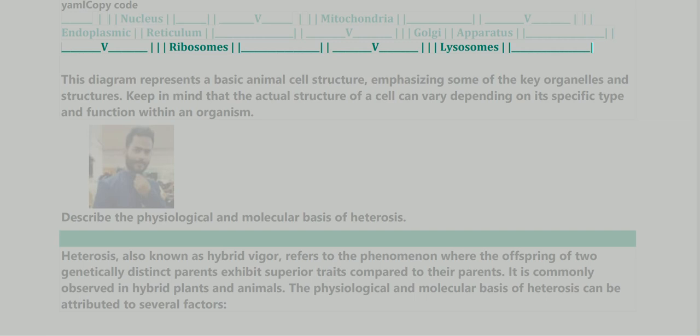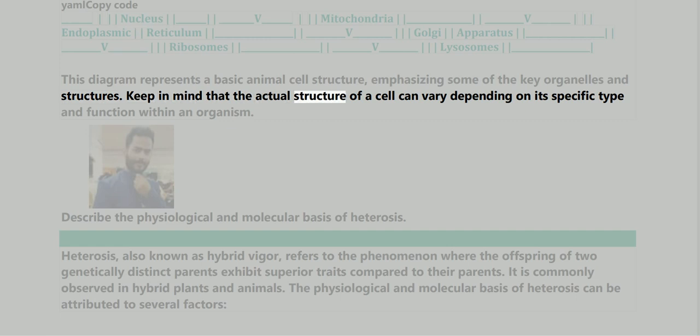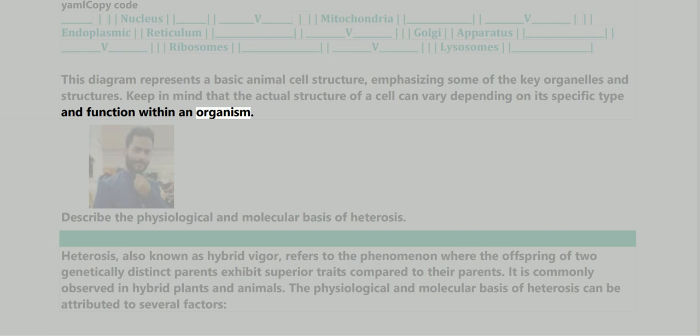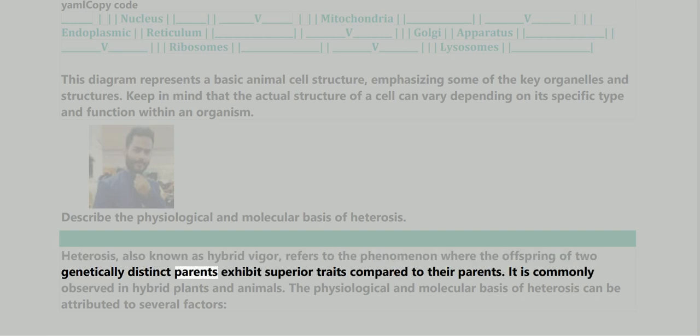This diagram represents a basic animal cell structure, emphasizing some of the key organelles and structures. Keep in mind that the actual structure of a cell can vary depending on its specific type and function within an organism. Describe the physiological and molecular basis of heterosis. Heterosis, also known as hybrid vigor, refers to the phenomenon where the offspring of two genetically distinct parents exhibit superior traits compared to their parents.